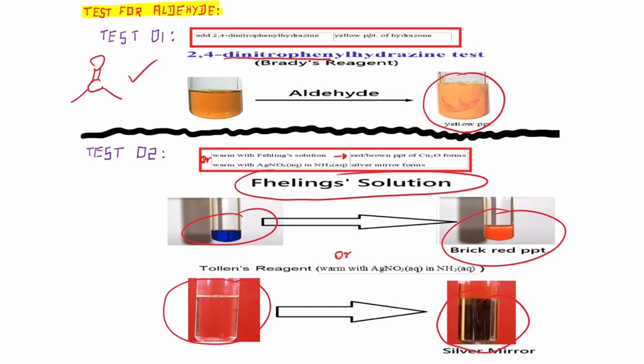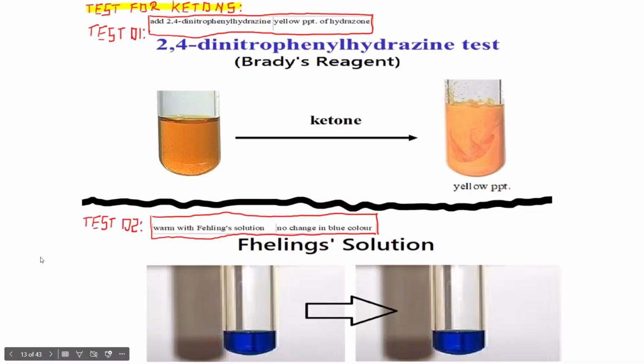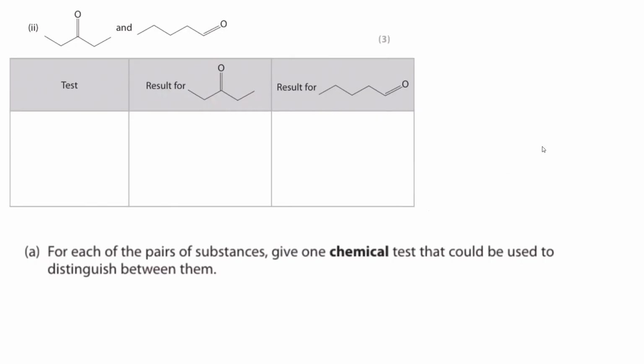So you have test 1 and test 2. Test 1: add 2,4-DNP or Brady's reagent and check whether there is a yellow precipitate. If it is positive, then you go for test 2: add Fehling's solution. For a ketone, the same two tests apply. First you add 2,4-DNP or Brady's reagent, which confirms whether it's an aldehyde or a ketone. Then you add Fehling's solution. But since it's a ketone, it can't get oxidized, so nothing happens to our oxidizing agent and the blue color remains the same. So I'll use that Fehling's solution test to identify here.